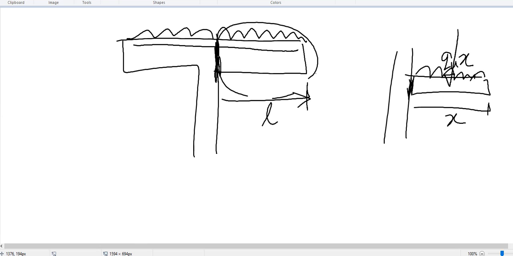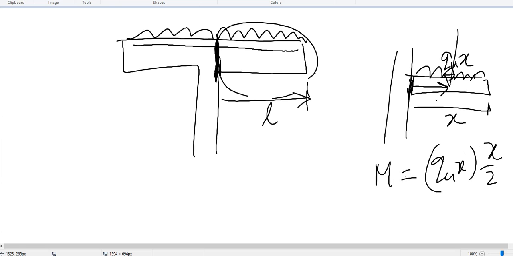It is acting at the middle. That means my moment will be Q times X times half of this X. This distance is X by 2. So that is the moment equation, Q X square by 2. That is the moment equation for a cantilever beam.